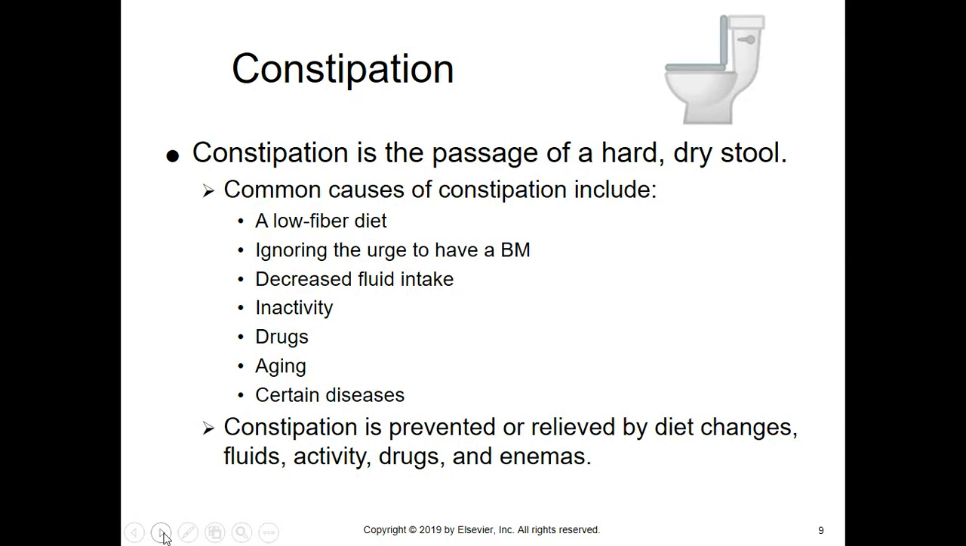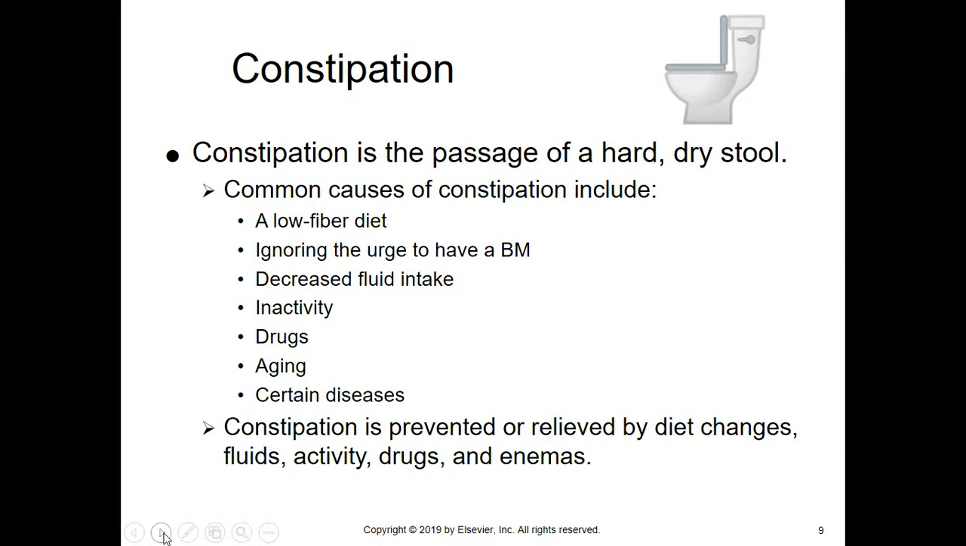There they are in the bullet points on your screen. Constipation is prevented or relieved by diet change, fluid, activity, drugs, and enemas. So we don't want our patients to be constipated. So they do get constipated and they are having a hard time passing stool. We need to do some diet changes. We need to get some fluids.